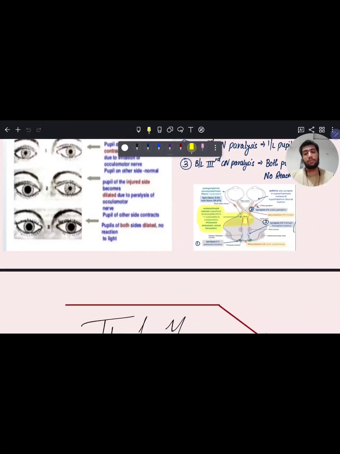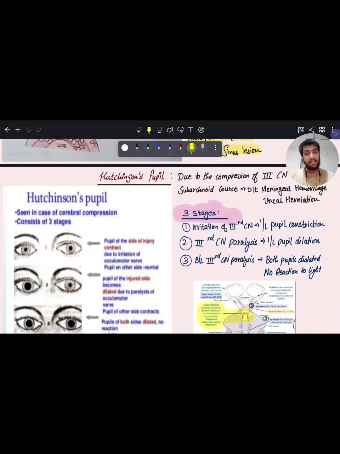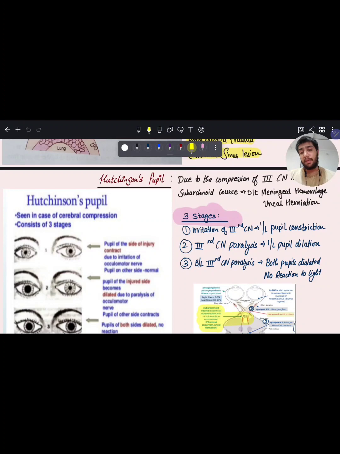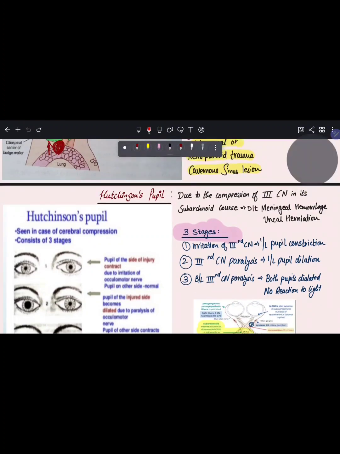And let's talk about the final entity for the day, which is Hutchinson pupil. What happens in Hutchinson pupil? Pupil is the result of the subarachnoid course of the third cranial nerve. So basically what happens when you have any kind of hemorrhage like meningeal hemorrhage, or maybe the intracranial pressure has increased and there is the uncus which is herniating down, all right?